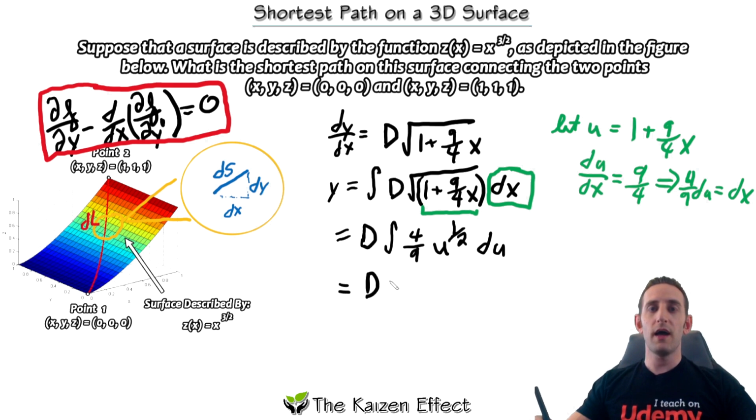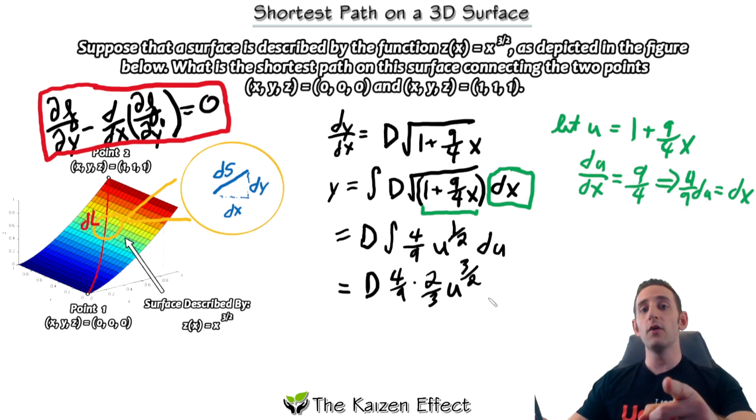We're going to multiply by 4 over 9 times, well, in order to integrate this, we add 1 to the exponent and then multiply by the inverse in front. So plus 1 to this is like adding 2 over 2, which gives us a 3/2 up at the top. And then we get a 2/3 right there.